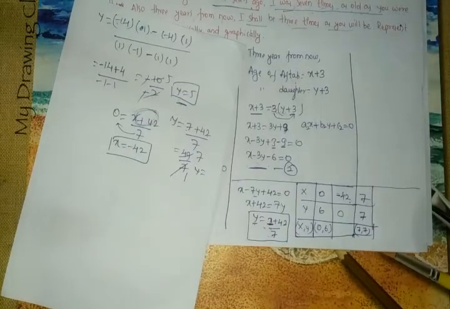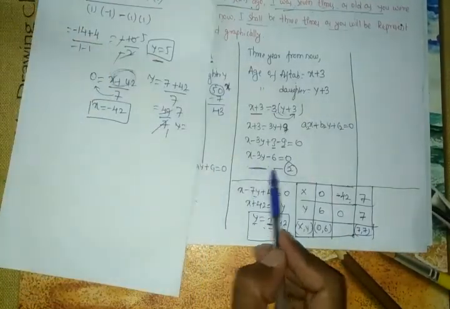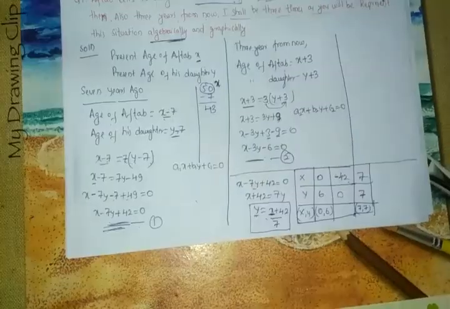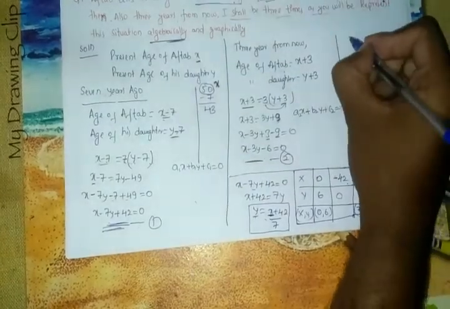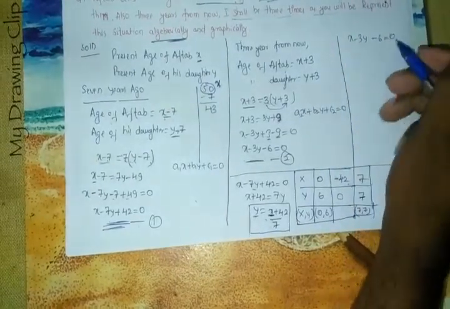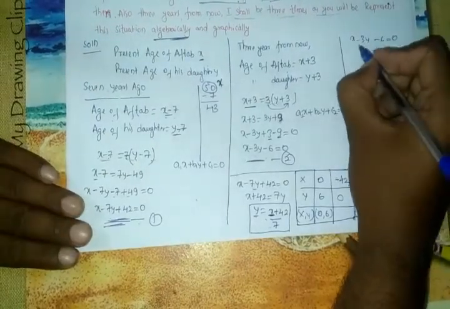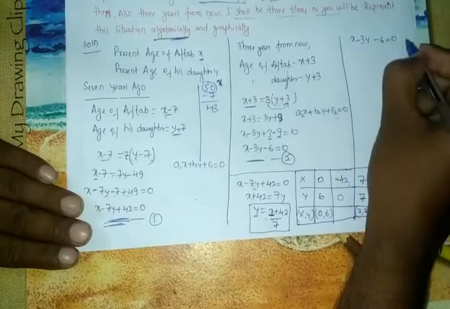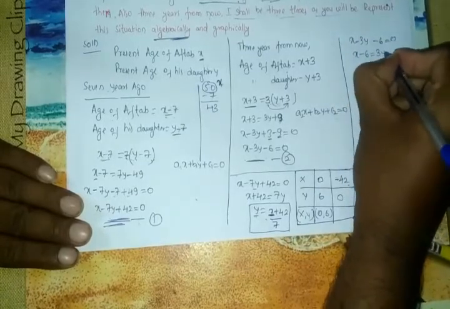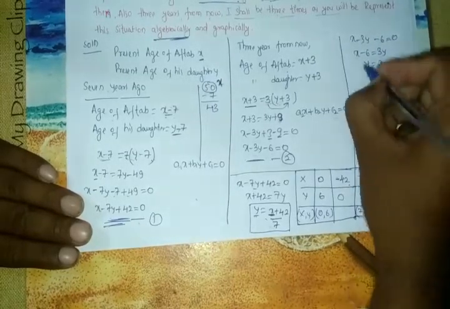Now similarly for the second equation, which is x minus 3y minus 6 equals 0. In the same manner, I will try to get y in terms of x. For that, I will take 3y to the RHS. It is x minus 6 equals 3y, or y equals (x minus 6) by 3.